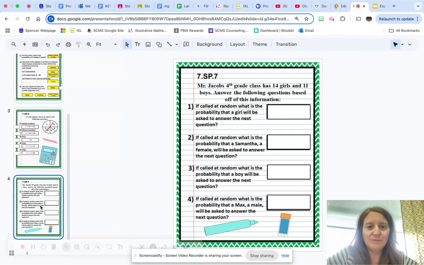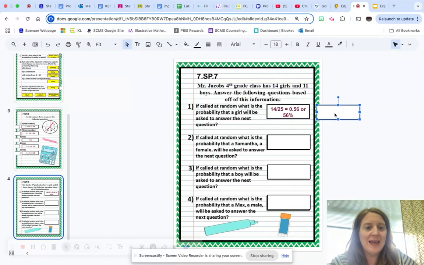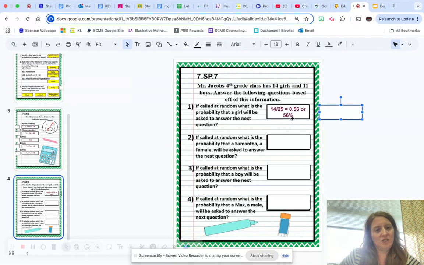All right, for the third slide, Miss Jacobs' fourth grade class has 14 girls and 11 boys. Answer the following questions based off of this information. So we know that there's 14 girls, 11 boys, there's 25 kids in the class. If called at random, what is the probability that the next person to answer the question would be a girl? Well, there's 14 girls, so we're going to do 14 out of 25. And if we get our calculator out and we do 14 divided by 25, we get 0.56, which is 56%.